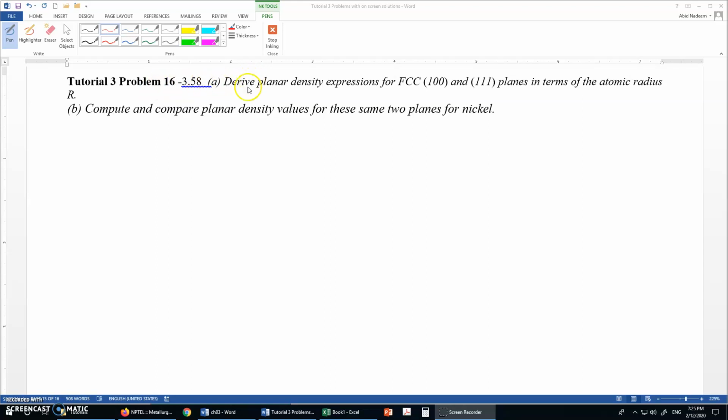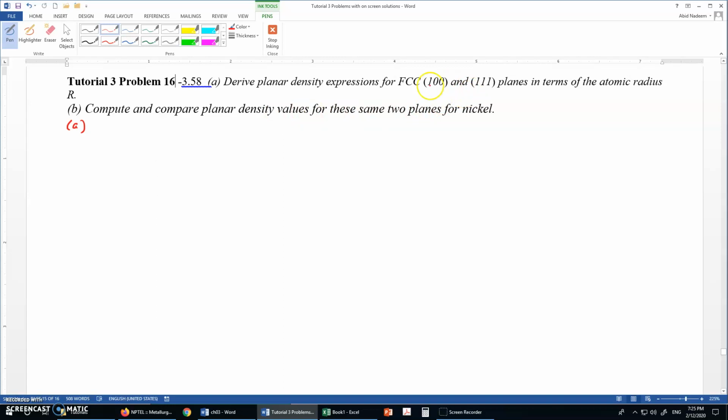Problem 16. Derive planar density expressions for FCC 100 and 111 planes in terms of the atomic radius r. Compute and compare planar density values for these same two planes for nickel. Okay, let's do part A first.